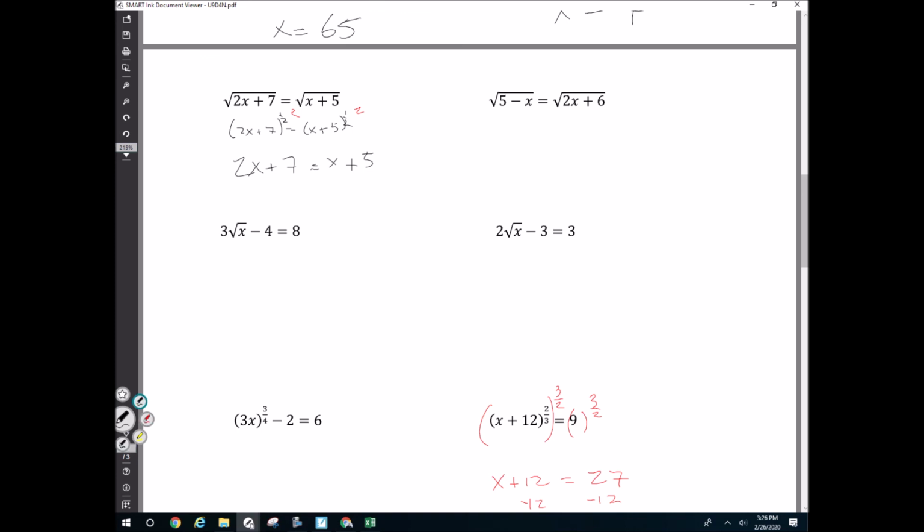What's 1 minus 2? It's a negative x. This should be a negative 1x. So your answer needs to be x equals negative 2.